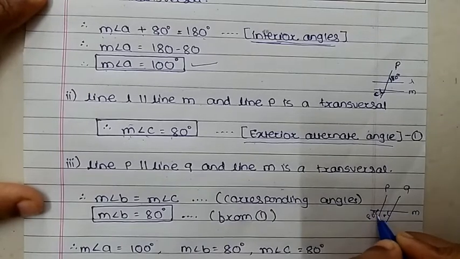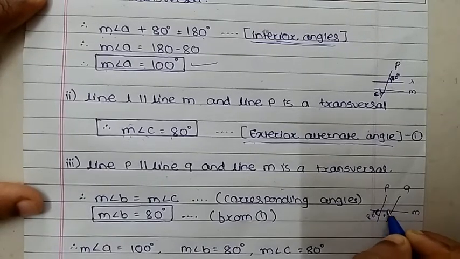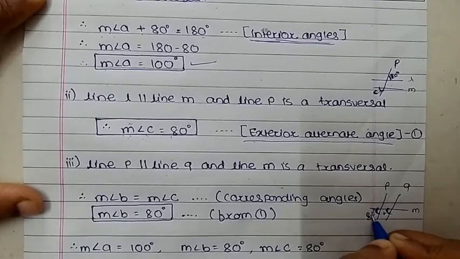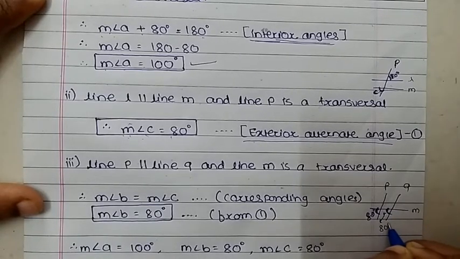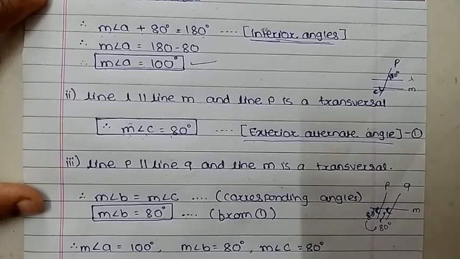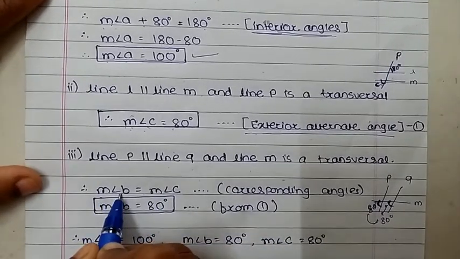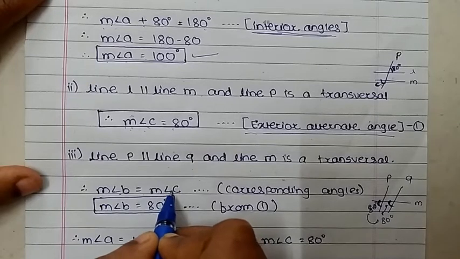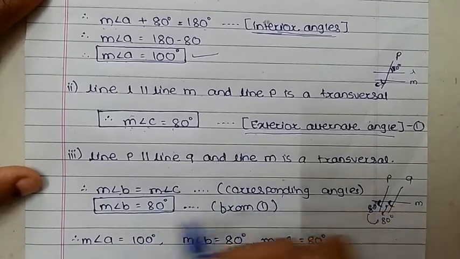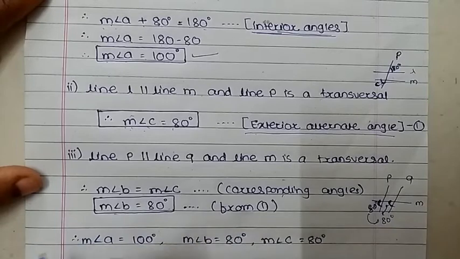So just tell me, this angle and this angle are what? They are in matching corners. That means these are the corresponding angles. If this is 80, then this is also 80. Why? Because they are the corresponding angles. So therefore we can write angle B is equal to angle C. Why? Because they are corresponding angles. Therefore angle B is equal to 80 degrees.